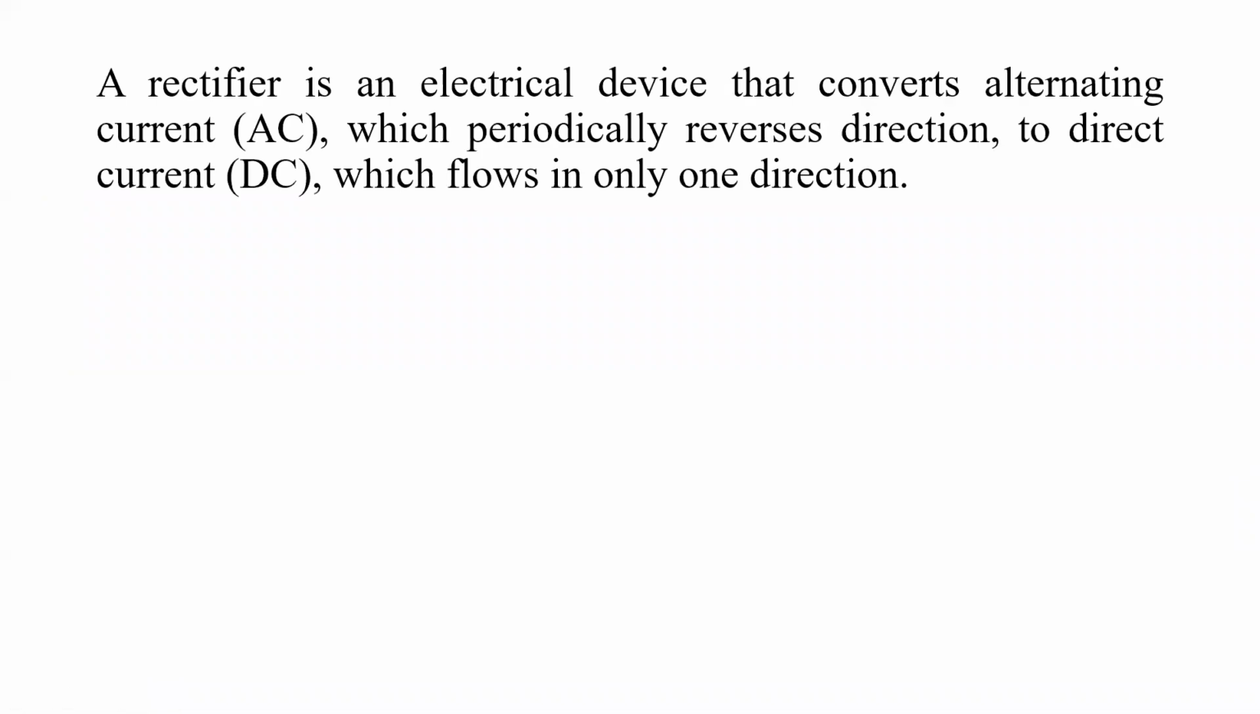See this one. What is a rectifier? A rectifier is an electrical device that converts alternating current, that means AC current, which periodically reverses direction, to direct current, that means DC, which flows in only one direction. That means a circuit that converts AC to DC is called a rectifier.